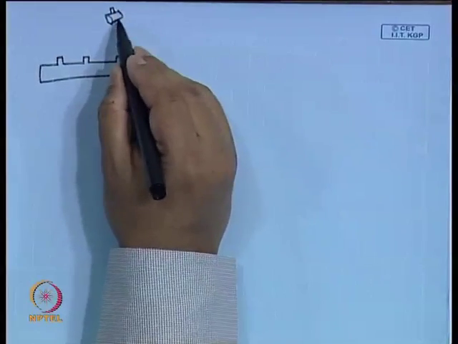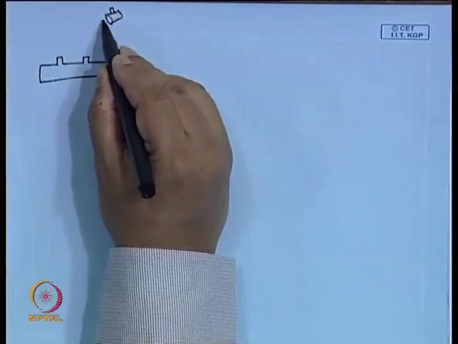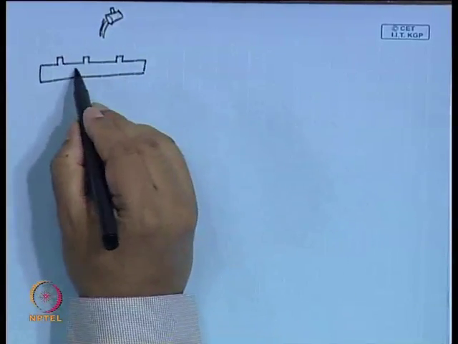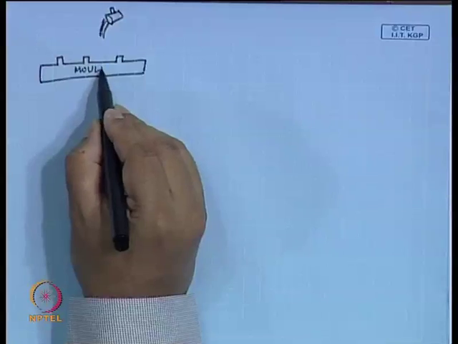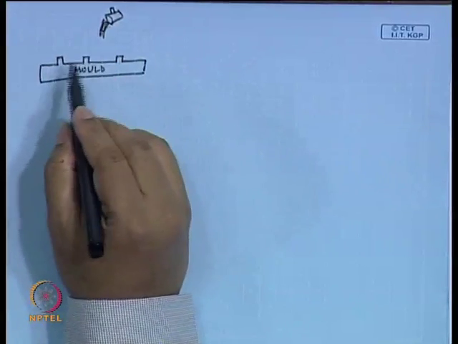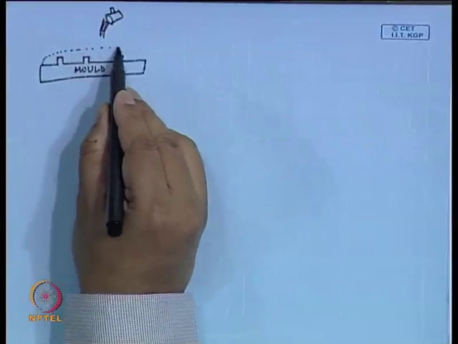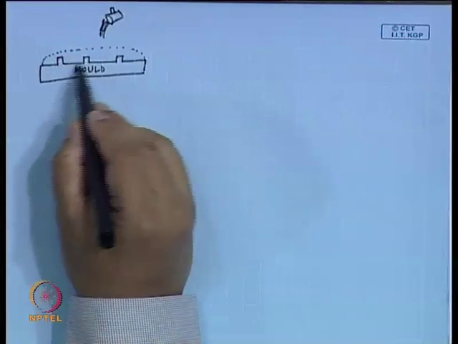you take this molten polymer and pour it on this mold. So, this is basically the mold. On this, molten polymer is poured. So, what will happen is you will form a layer like this. Okay.